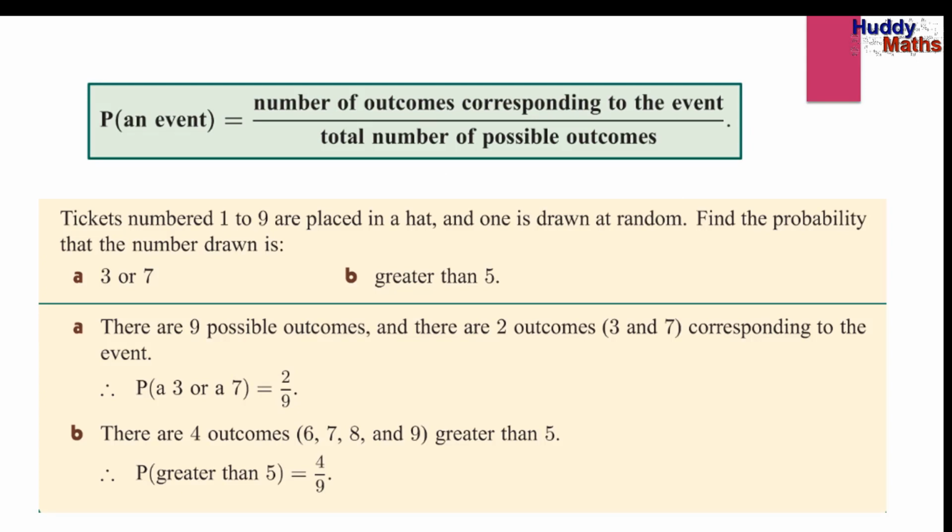Okay, what we're going to do now is make a formal definition of the sorts of things that we've been doing. And here's our formal definition. The probability of an event, we write it like that. Sometimes we write P R, and then a bracket, an event.